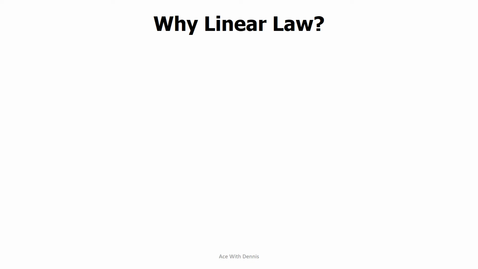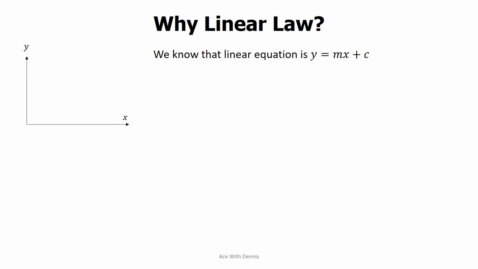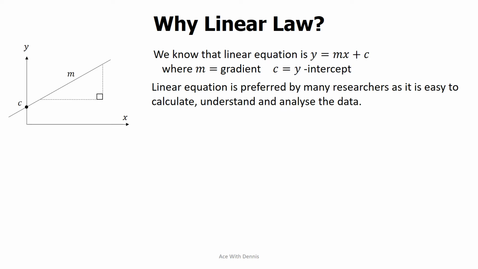Now, let's start the lesson with a discussion of a question: why we want to learn linear law. So we know that a linear equation is y equals mx plus c, where m is the gradient. So from here, this is a straight line, and this is the gradient. C is the y-intercept, so this is c. Linear equation is preferred by many researchers as it is easy to calculate, understand, and analyze data.